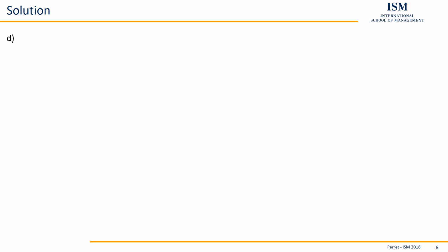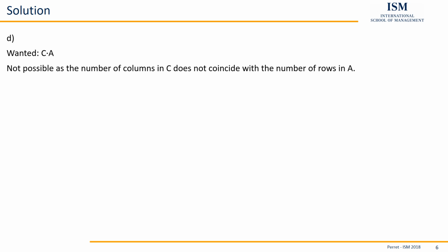Finally, we have the fourth part. Here we are asked to calculate C times A. However, here we have a problem, because the number of columns in C, we recall C was a 1 times 3 matrix, does not coincide with the number of rows in A, which was a 2 times 2 matrix. So this is not possible because the two do not meet. And well, with this comment, we then conclude this exercise.